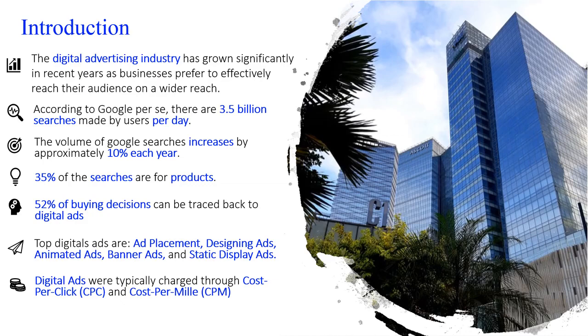Now, to support that idea, we've included some facts provided by Google Analytics. According to Google, there are around 3.5 billion searches made by users per day, and it continuously grows by 10% each year. 35% of the searches are for products, and 52% of the buying decisions can be traced back to digital ads. The top digital ads here were gauged based on their performance, or how effective and efficient they were in reaching their users, and they were typically charged through CPC and CPM.